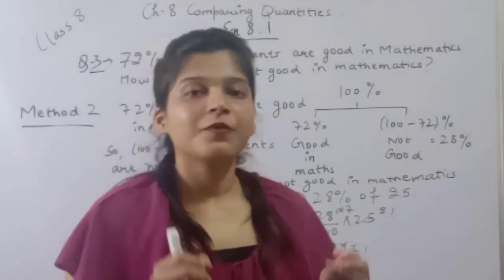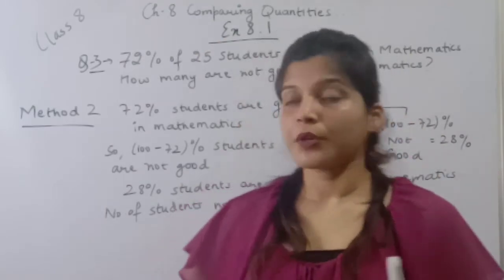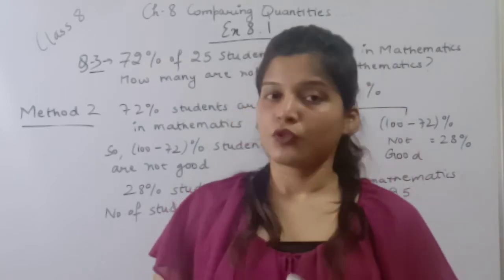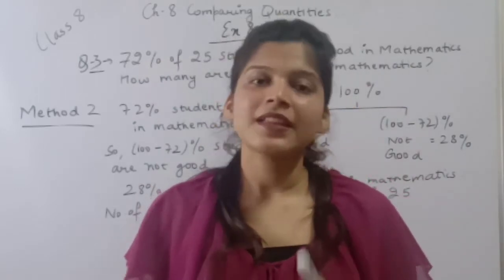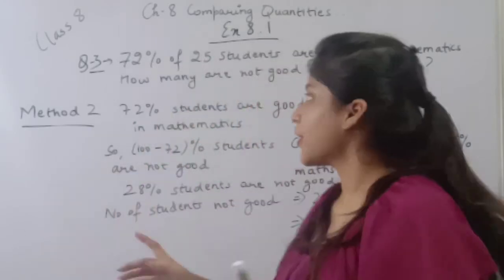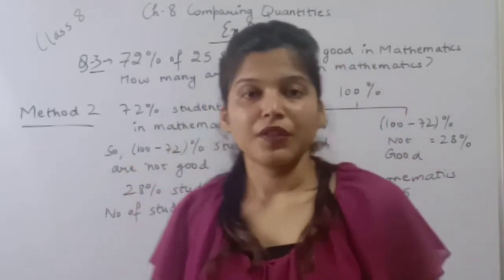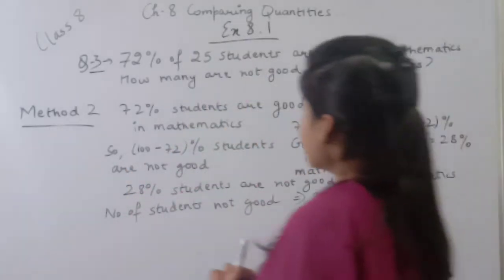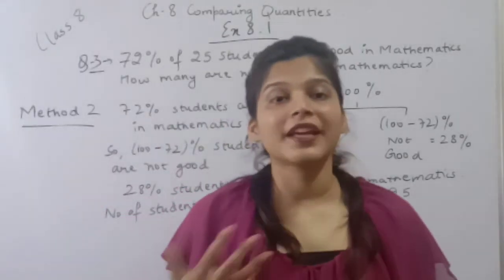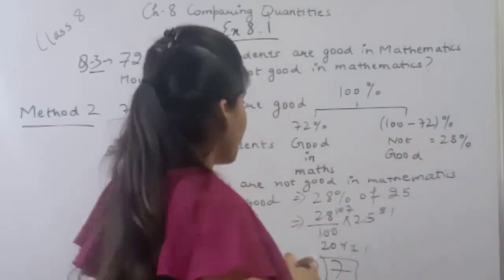So basically we did this question by two methods. In the first method what we did, 72% of 25 calculate किया, तो वो आ गया number of students good in mathematics. Then हमने total number of students में से we subtracted that number, so we got number of students not good in mathematics. And now the second method is that हमने 72% students good है mathematics में, so कितने good नहीं है वो percentage में निकाल लिया, that is 100 minus 72%. Okay.